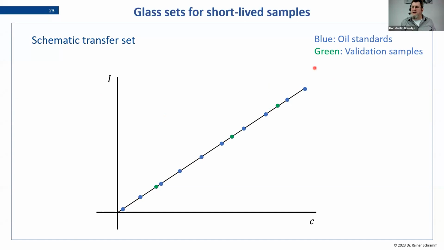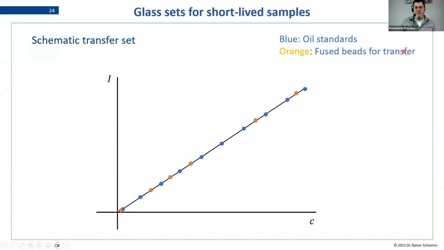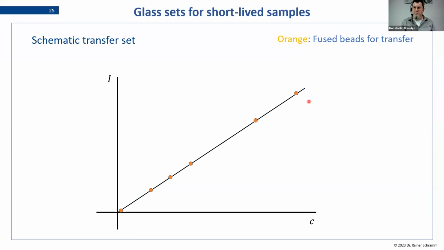And so the idea for us is, by doing some measurements, we introduce basically fused beads into this, or we make fused beads and give them concentration results on this curve, basically. So we now have a curve made out of the oil standards in liquid form, and our fused bead standards that we later want to use to transfer it somewhere else. And then we just simply get rid of the oil standards.